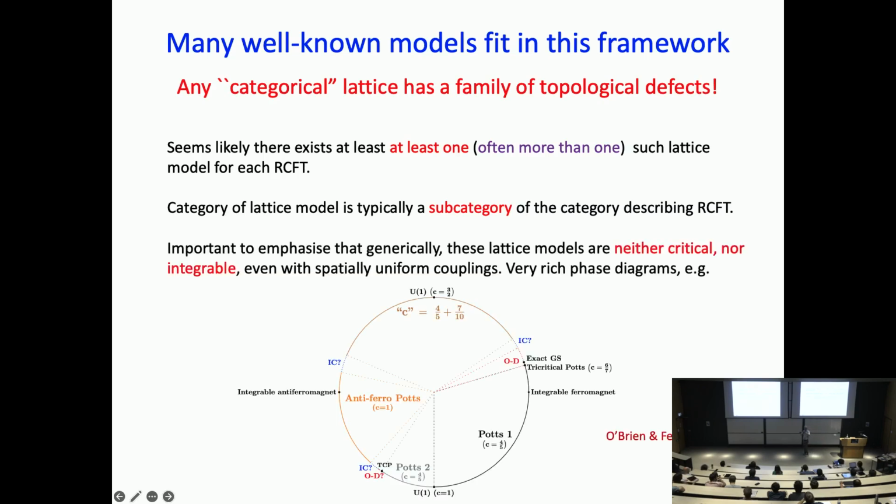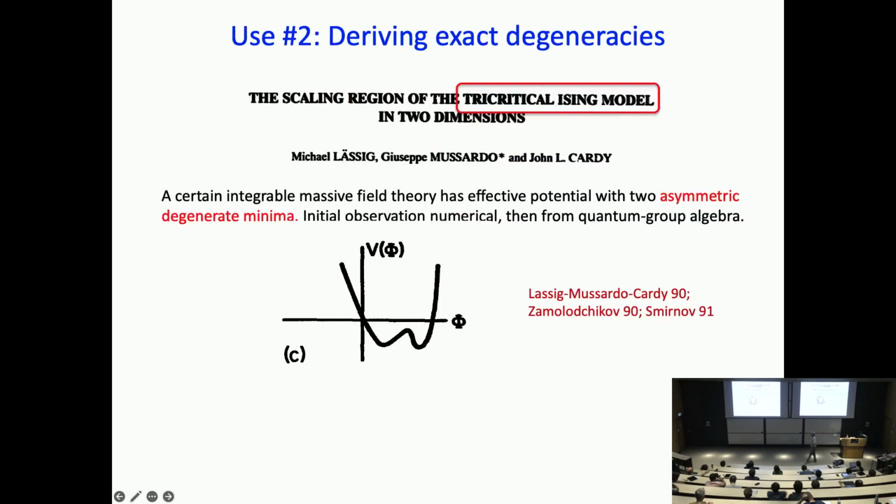But it's important to remember, this has nothing to do, in a way, with conformal field theory. Generically, you get lots of funny things. The category you're getting is usually a subcategory of the category of the conformal field theory. But you get complicated phase diagrams. I just threw that on there to show that if you impose this symmetry, you still get lots and lots of interesting physics. It's very rigid.